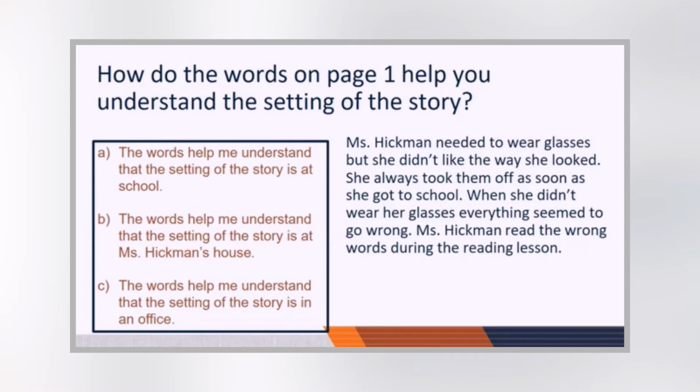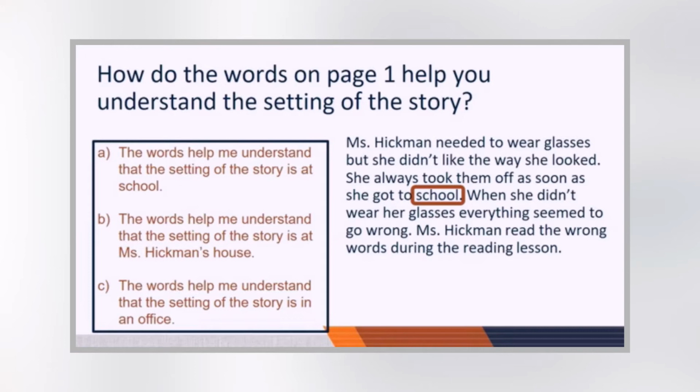Miss Hickman needed to wear glasses, but she didn't like the way she looked. She always took them off as soon as she got to school. When she didn't wear her glasses, everything seemed to go wrong. Miss Hickman read the wrong words during the reading lesson. Now, do you see any words that would help me find the setting of the story? I do too. On page 1, it says, she always took them off as soon as she got to school. School! That's where this story is taking place. Let's keep reading and see if we can find any other information that would help us understand the setting.